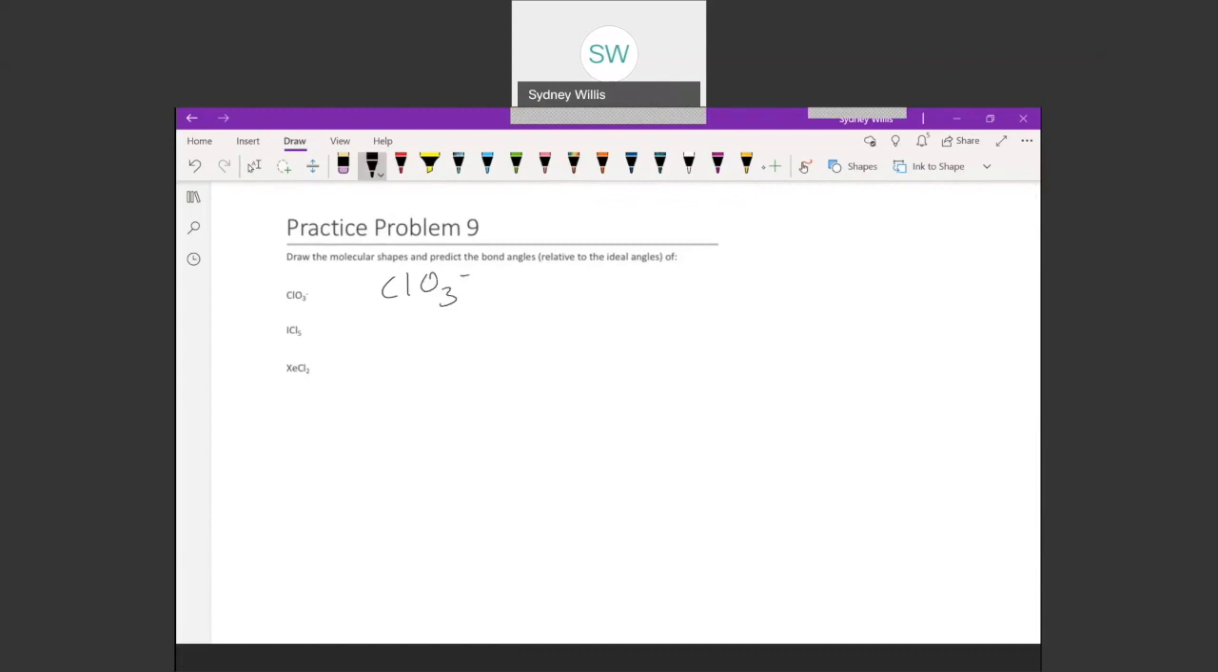So again, we are going to want to determine the total number of valence electrons, which will be equal to, let's see, we have 18 plus 7, 26. Our central atom will be chlorine.